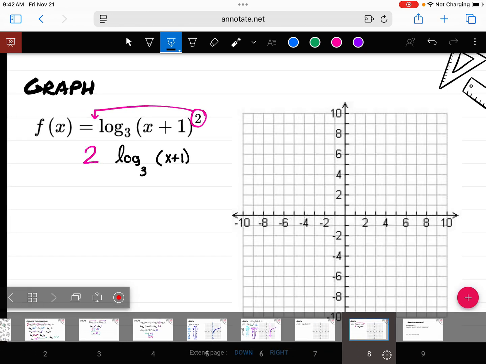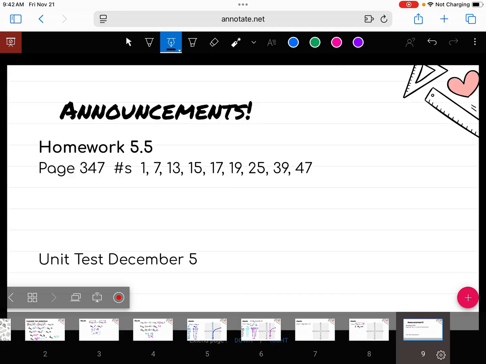Okay? The graphing stuff is the last part of 5.5. That is as far as we needed to get. We have 3 minutes.